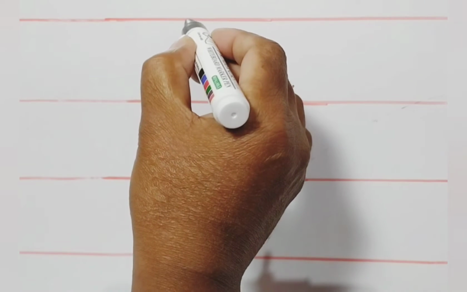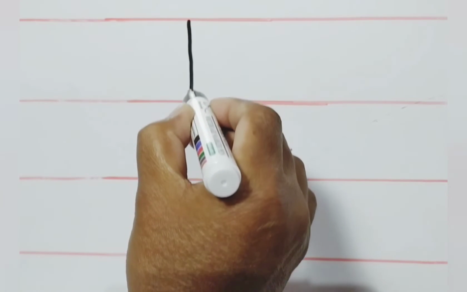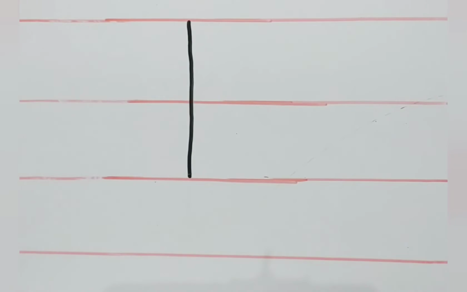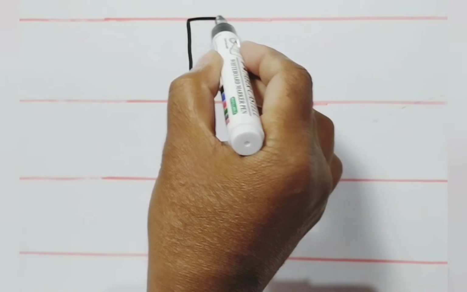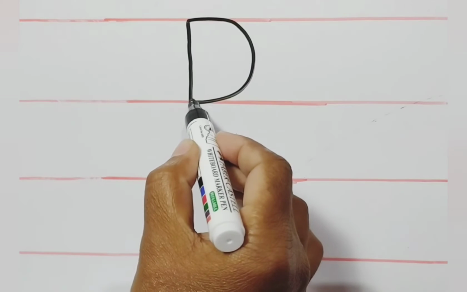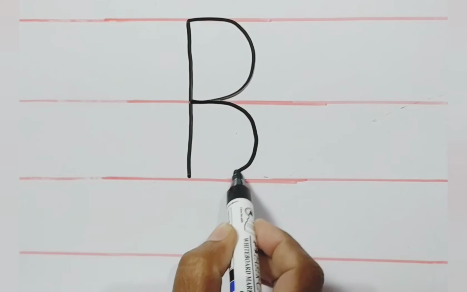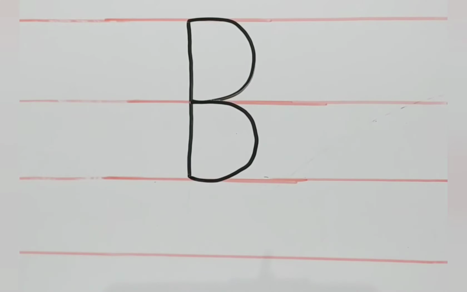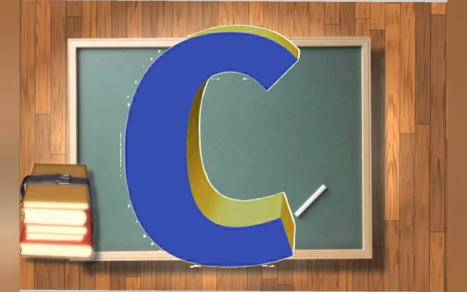Start from the top and draw a standing line down. Go back to the top and draw a curve to the middle. Then draw a curve joining the bottom. This letter is B. Next letter C.